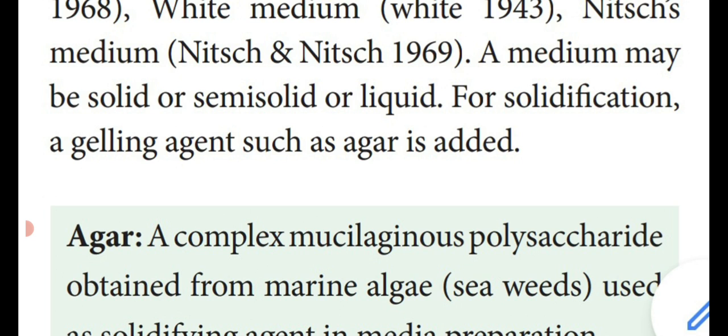That means the solid form, semi-solid form or liquid form. These different forms are modified into solidification by adding the gelling agent known as agar. It is an important 1-mark question: Write the gelling agent which is used in the plant tissue culture method. The answer is agar.